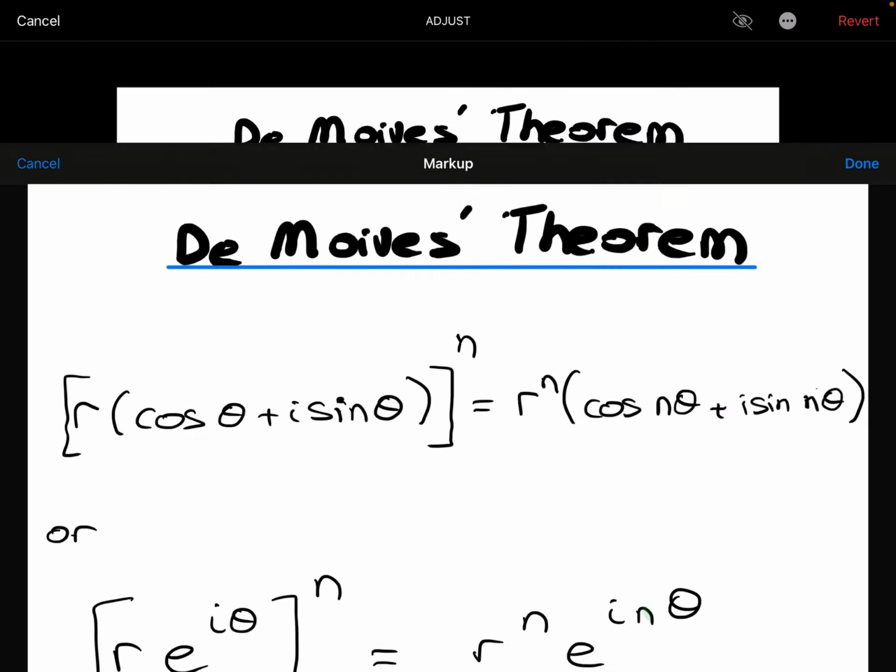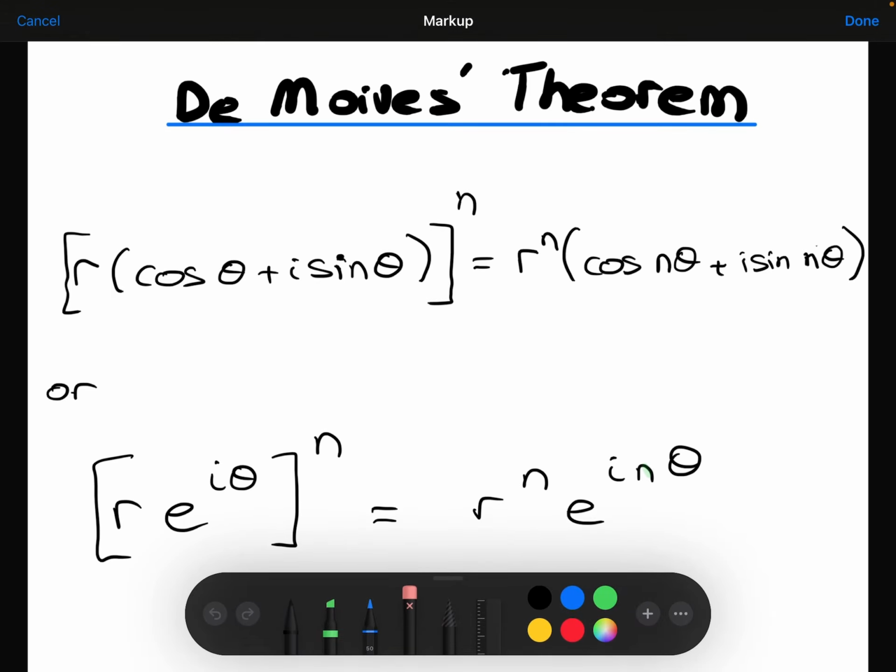That if I have it in modulus argument form at the top line here, then all I'm going to do is take the modulus r and put it to the power n. So I will have r to the power n. I will take the argument theta and I will multiply it by n. So I'll have n theta. That's it. That's all de Moivre's theorem says. Take the modulus, put that to the power, multiply the argument by the power.